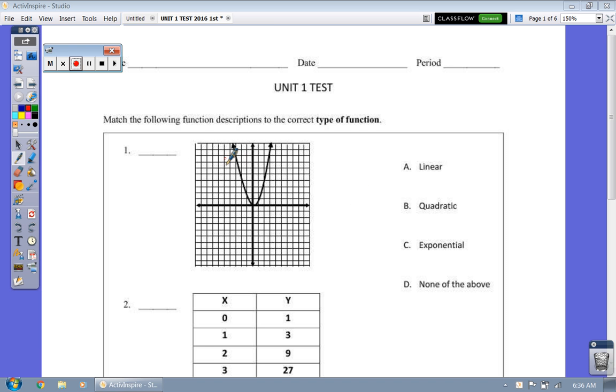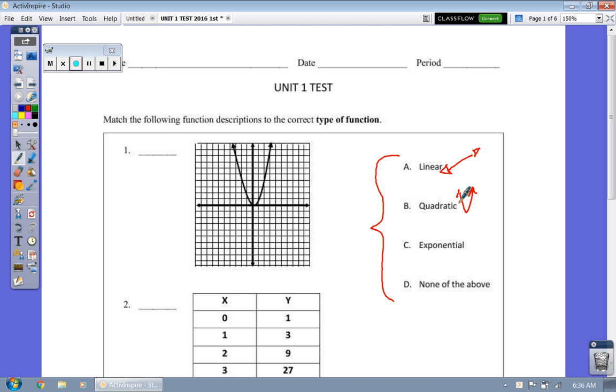Let's look at question 1. So we have to match up these answer choices to each graph. So remember the 3 types of graphs that we've been talking about: linear, quadratic, and exponential. Linear makes a straight line. It can go any direction as long as it's a straight line.